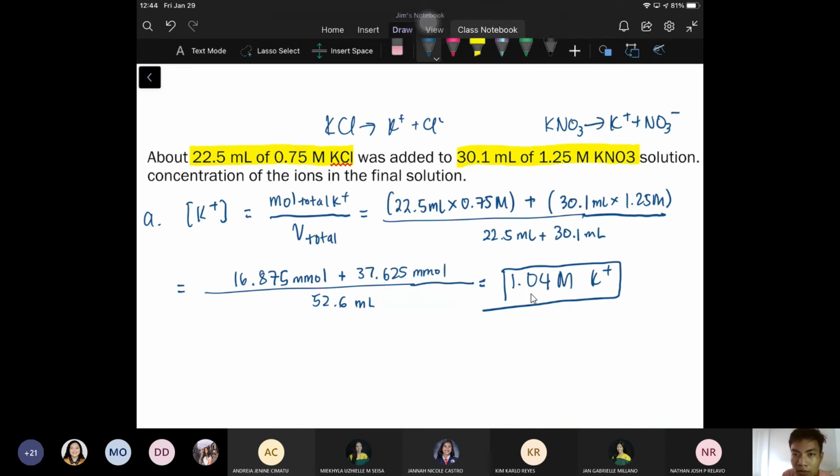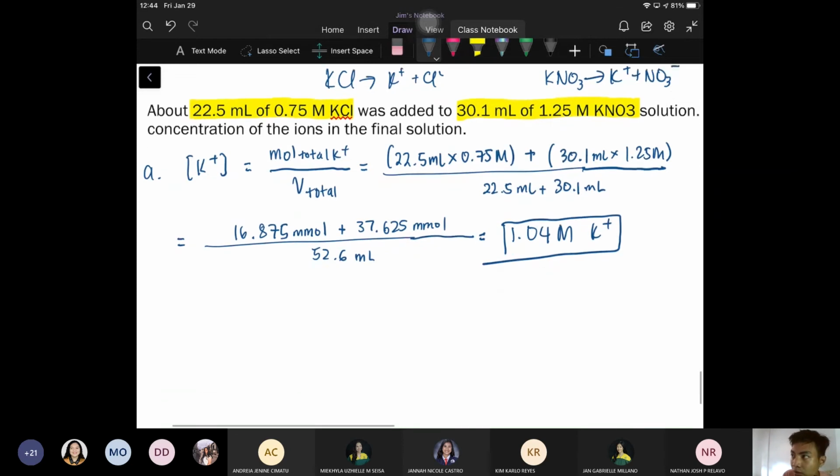So itong technique na to, this will not be only used ngayon pa lang kasi magagamit nyo rin to sa titration. Okay? So that's the reason why I am discussing this right now para familiar na kayo so that when we are in the titration steps na madali na lang yung calculation. So ganito lang din yung calculation doon. Super easy lang. Okay? So yan yung ating sagot for K+.